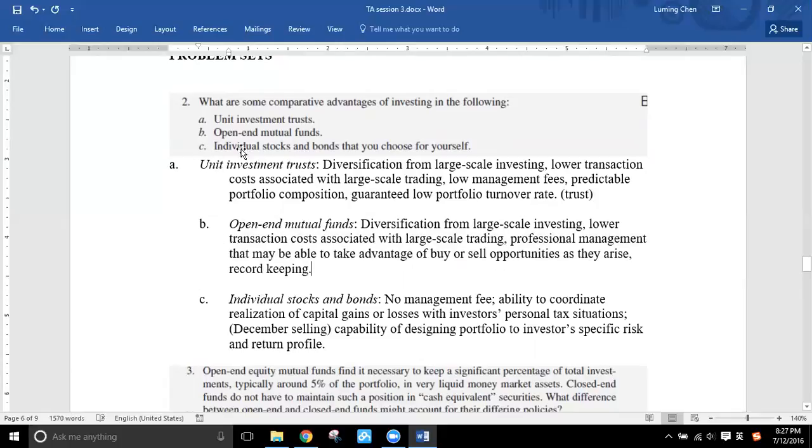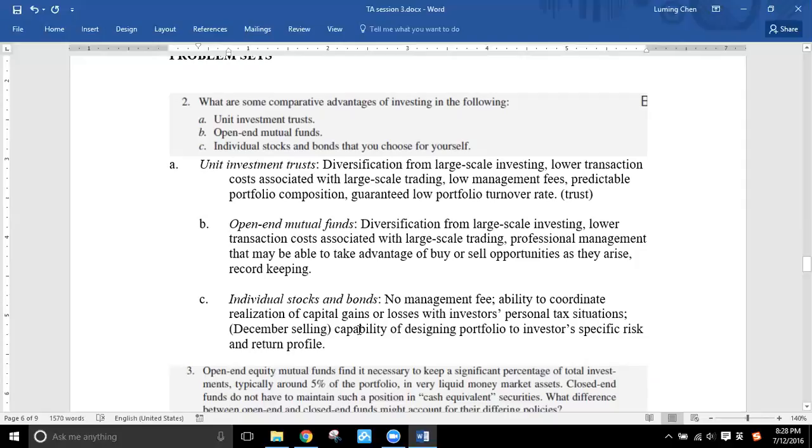C, individual stocks and bonds that you choose for yourself. Of course, there is no management fee. You use your own judgment. You have the ability to coordinate realization of capital gains or losses with the investor's personal tax situations. We always observe in December there is much more selling activity than in other months of the year. This is mainly because you have to consider your tax according to your capital gains or losses. If you sell and you realize your loss, you will pay less taxes.